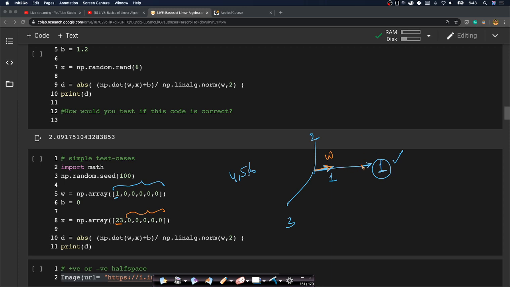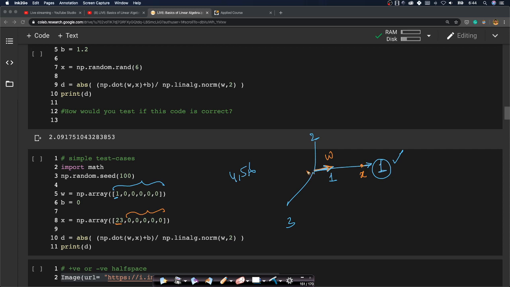So which means where is my X? My X also will lie on this axis only, because the rest of the axes 2, 3, 4, 5, 6 are all 0. Right? So what happens now? What should be the distance of X now? Look at this. So what should be the distance of X from W? That's what we want to compute, right? Very simple. I hope the question is clear.